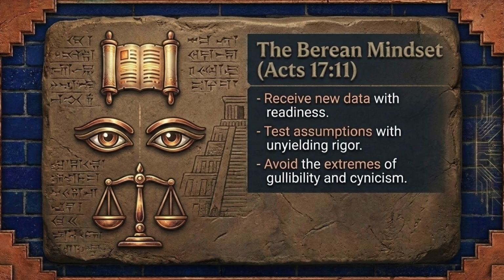The Berean mindset is drawn directly from the book of Acts, chapter 17, verse 11. The Bereans were a specific group of people in a Greek city who were highly praised by the Apostle Paul. Why were they praised? Because the text says they were noble and fair-minded. When they were presented with radical new theological information, in that case the message of early Christianity, they didn't just blindly, gullibly accept it. Nor did they violently, cynically reject it out of hand. The text says they received the word with all readiness of mind, but they searched the scriptures daily to find out whether these things were so.